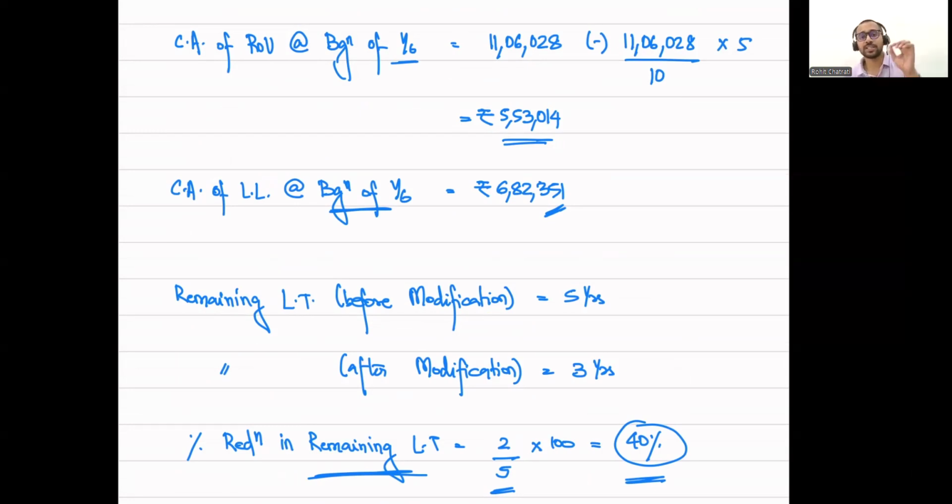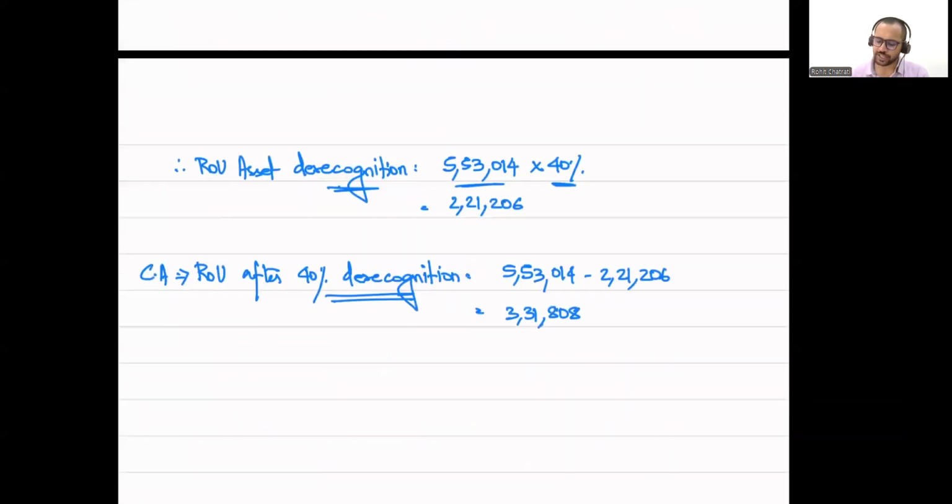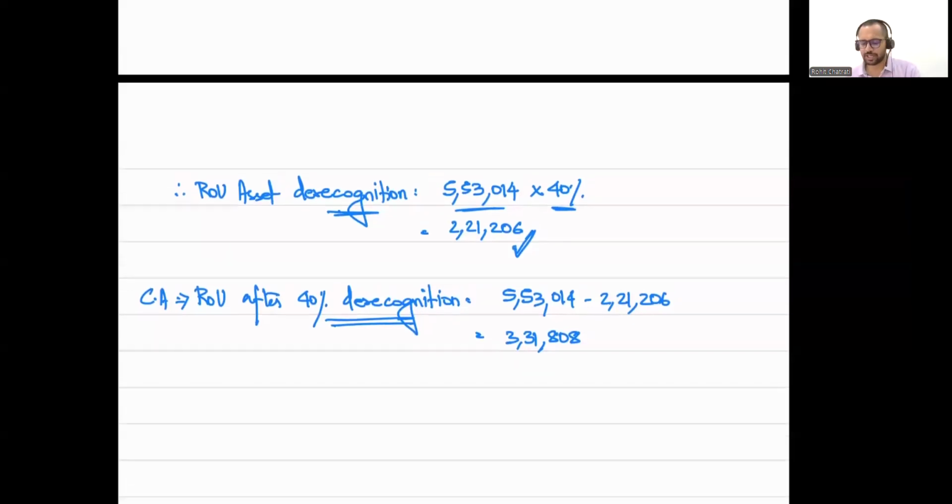That is not allowed. This is a slight difference between a decrease in the scope of lease and a decrease in lease term. Now, before we get into why we can't do 682 multiplied by 40 percent, let us see how to calculate the amount of derecognition of lease liability. We calculated the amount of derecognition of ROU as 2,21,206. We have to now calculate the amount of derecognition of lease liability.